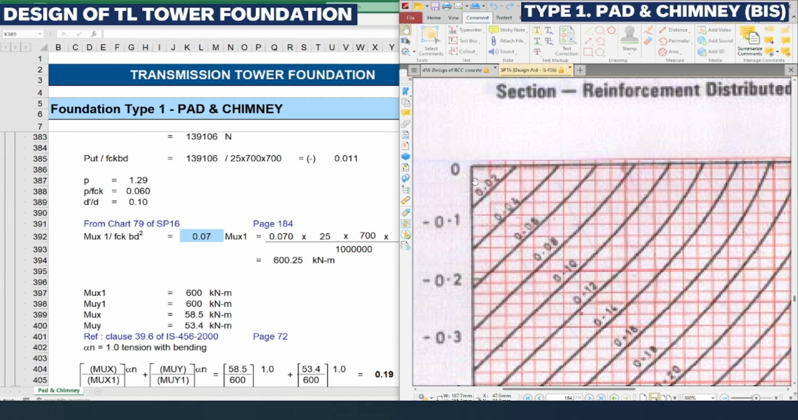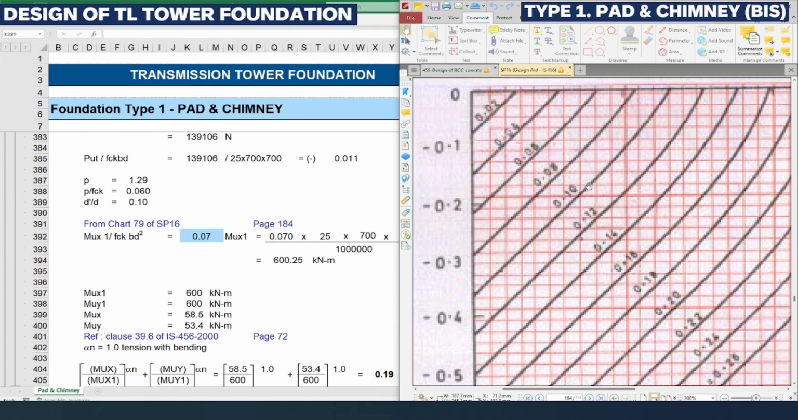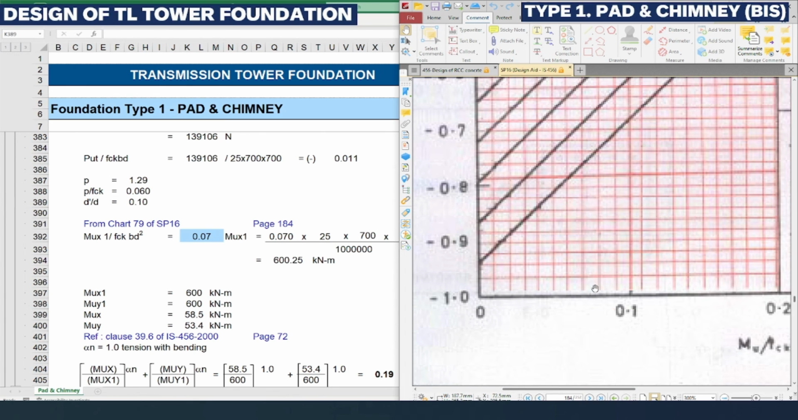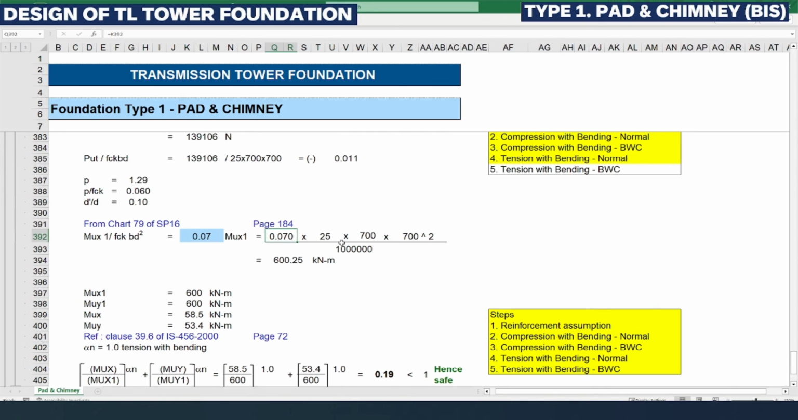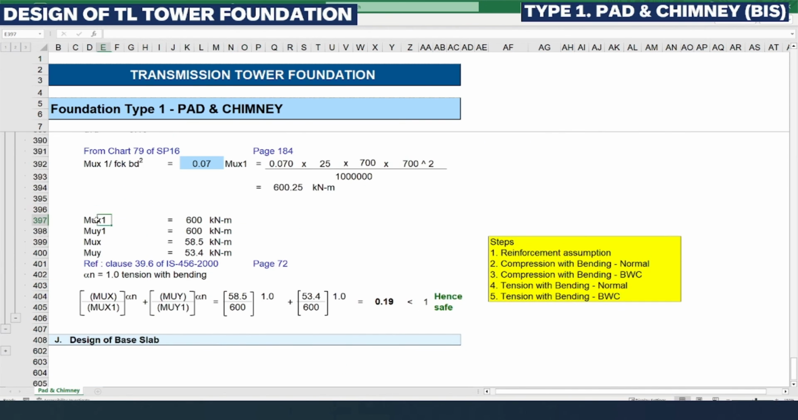So 0.01 lies here in the half of this, and we need to go up and down, and it is coming near to 0.65 or 0.7. So we can consider 0.7. So 0.7 into fck, which is 25 megapascal, and bD square we are applying here, divided by 1 followed by six zeros, that is 1 million, in order to convert Newton mm to kilonewton meter. We are getting 600.25. So again this is a square and equally reinforced column.